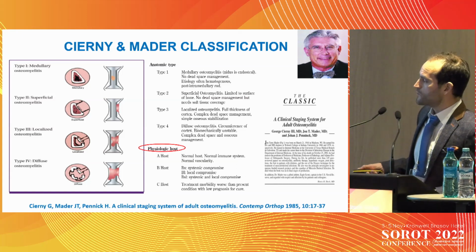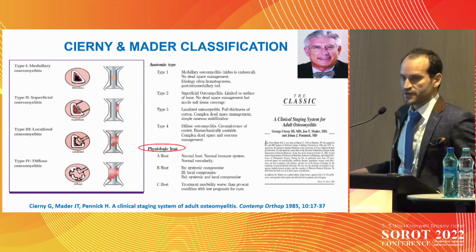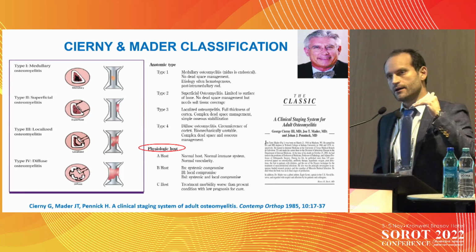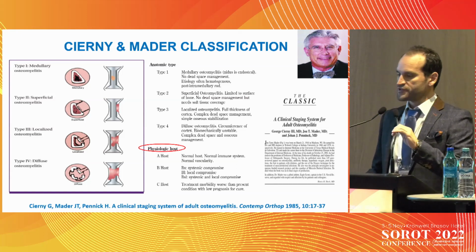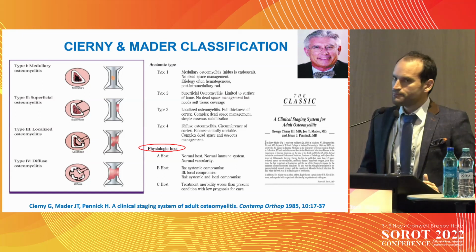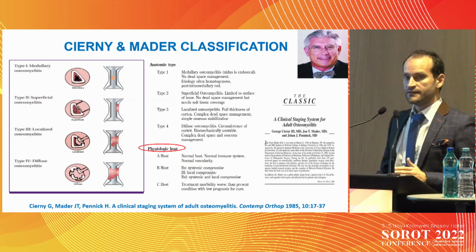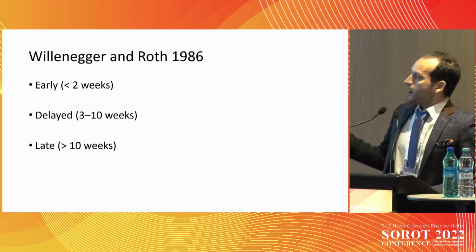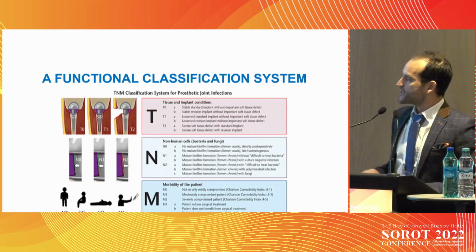If we have a host C patient, this means that we have a very morbid patient, and maybe there we can consider that not only the cost, but also the burden for the patient of being treated multiple times does not make any sense. And then we have to think about amputating or suppressing the infection. I think you all know about this: early, delayed, late infection.